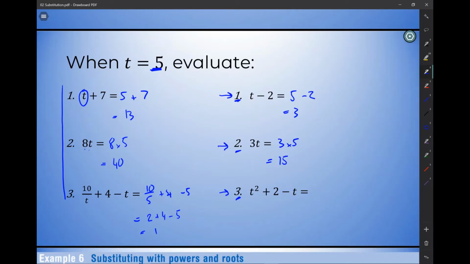And now for the last time, everywhere we see a t, we replace it with a 5. And then we solve. 5 squared means 5 times 5, which is 25, plus 2 minus 5 equals 22.